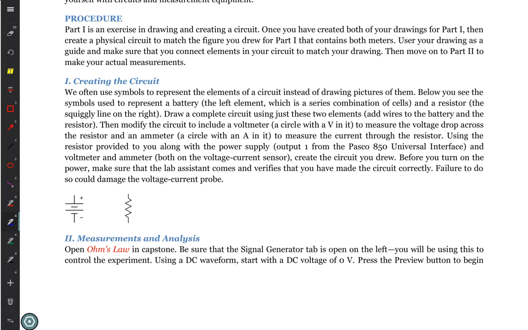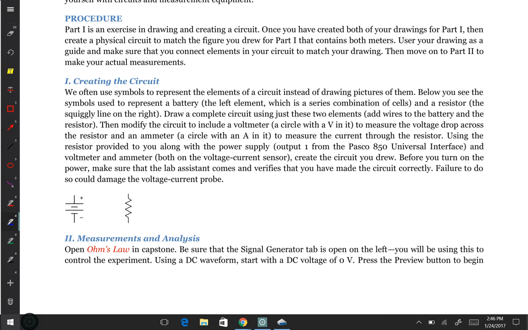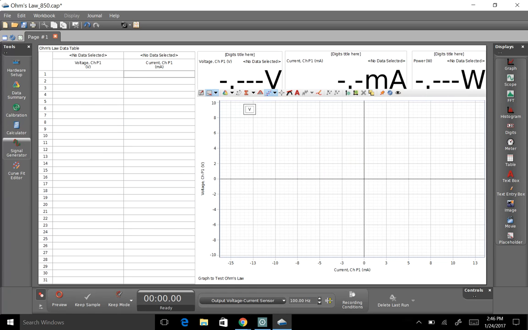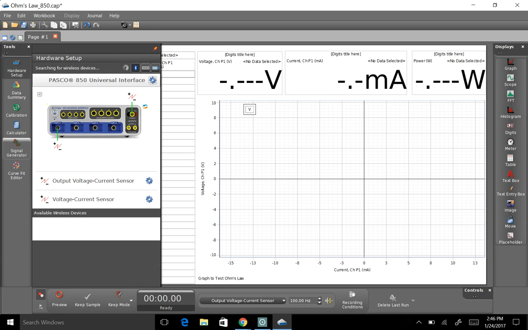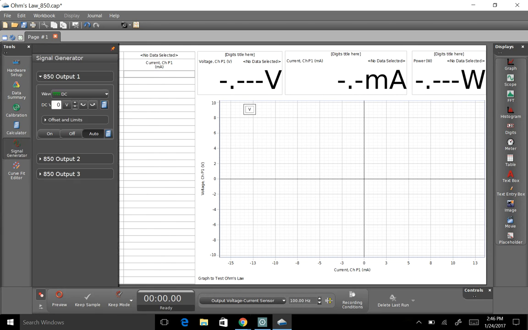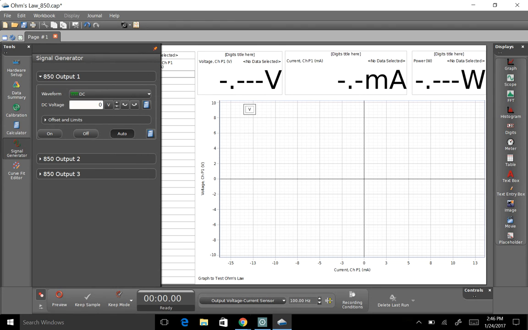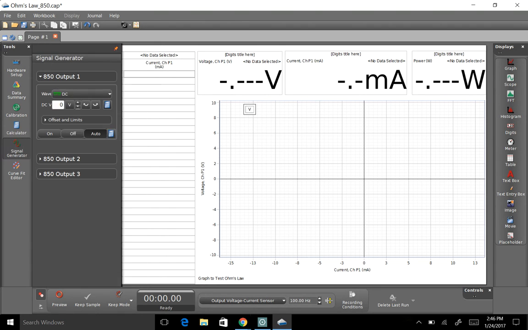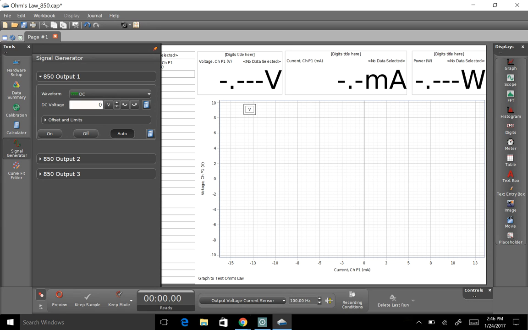So I have half the circuit connected. I made it so it matches my picture. Now I need to take my data. And this is where things get oh so easy. So make sure I have, that looks right. I have the signal generator I need to see. So you saw where that signal generator tab is? You need to have that open.